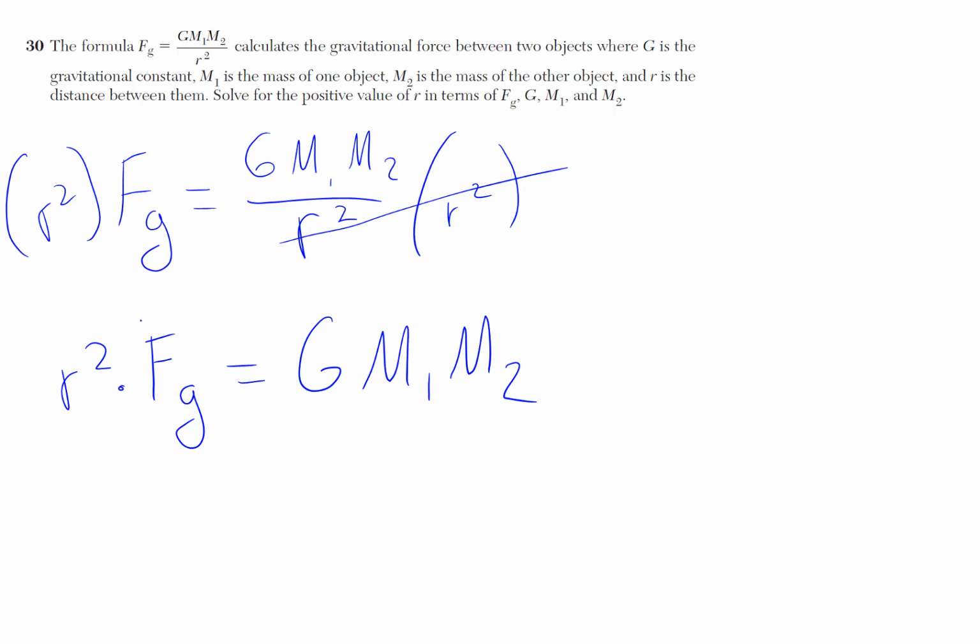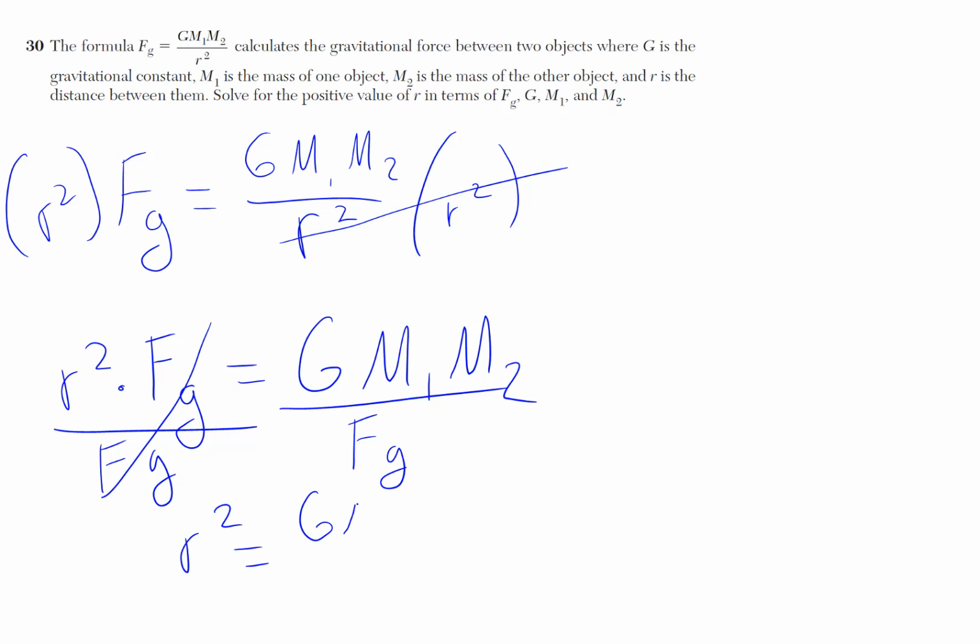Okay, so now we need to move this F sub g. So I can divide both sides by F sub g so that they cancel out on the left, and I have r squared is equal to G m sub 1 m sub 2 divided by F sub g.